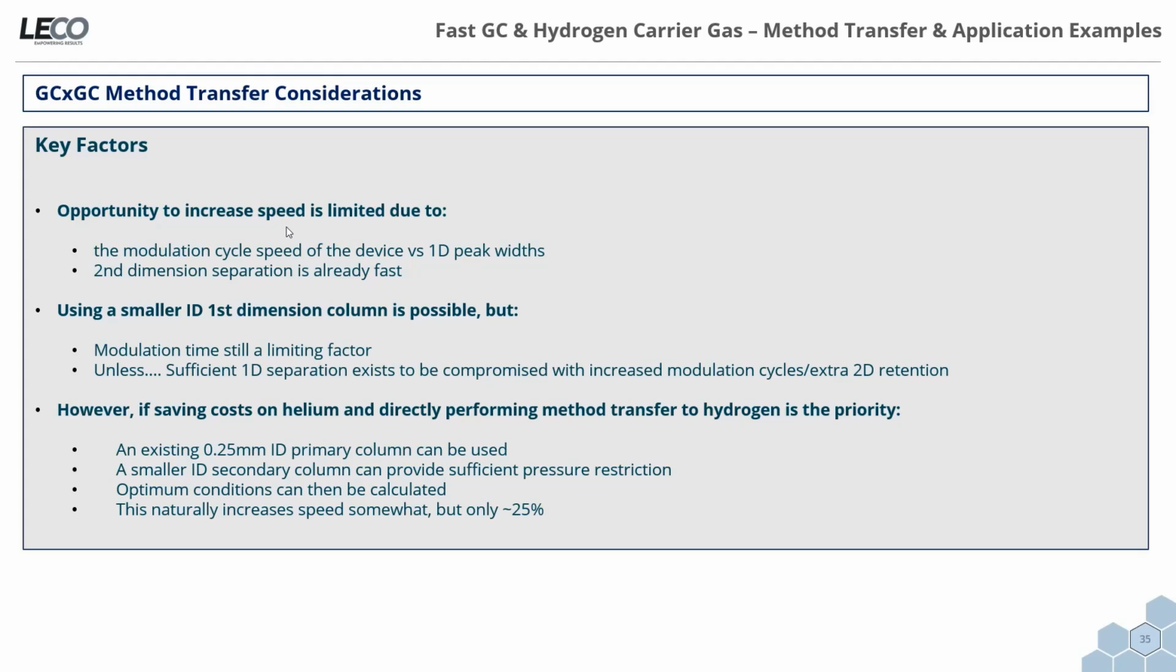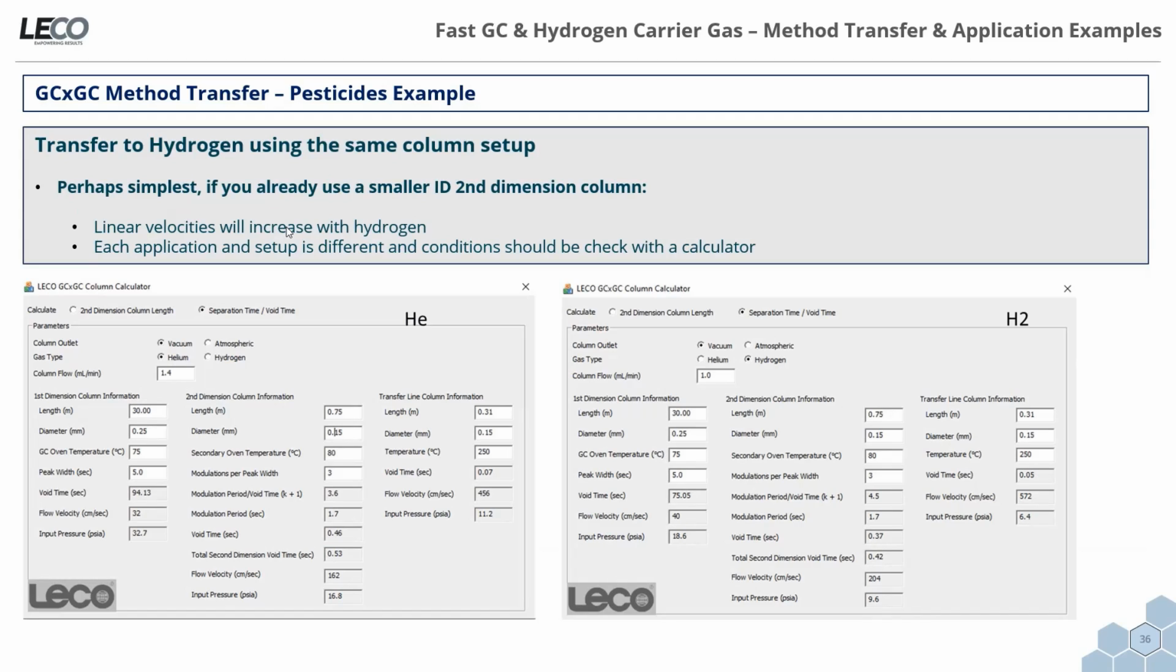Then, however, some people are not necessarily concerned so much about increasing their speed, but their shift to hydrogen might be driven by saving costs because of the rising helium prices. And in that case, it could be possible to start with the 0.25mm ID primary column, and a smaller internal diameter second column can then provide sufficient pressure restriction for hydrogen. Then optimal conditions can be calculated and applied, and with this approach there's naturally an increase in speed, but limited a little bit, only 25%, so not anywhere near as dramatic as the savings in time that we see with one-dimensional method transfer. So let's take a look at an example.